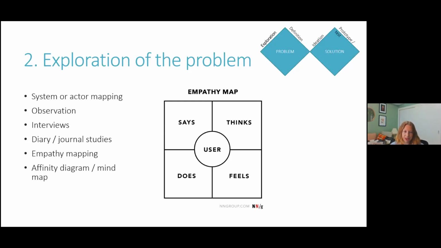And then the final one is really an affinity diagram or mind map. And that's just sort of free association of how things are connected around a particular issue or problem. And that's just a few examples. You can even just go online and you'll find so many different techniques and tools. These are some which I quite like to use.